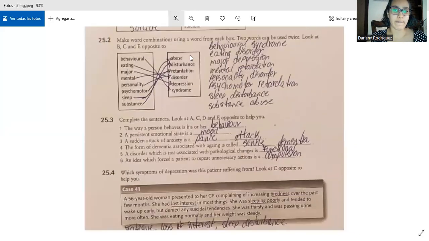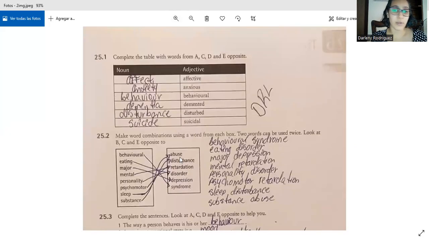Chapter 25.1. Complete the table with words from A, C, D, and E opposite. Noun, affect. Adjective, affective. Noun, anxiety. Adjective, anxious. Noun, behavior. Adjective, behavioral. Noun, dementia. Adjective, demented. Noun, disturbance. Adjective, disturbed. Noun, suicide. Adjective, suicidal.